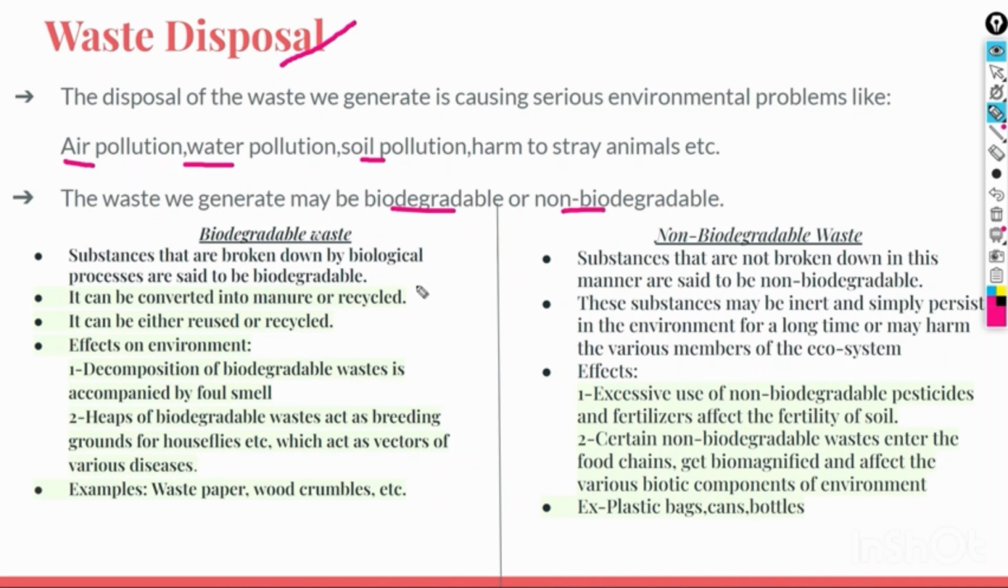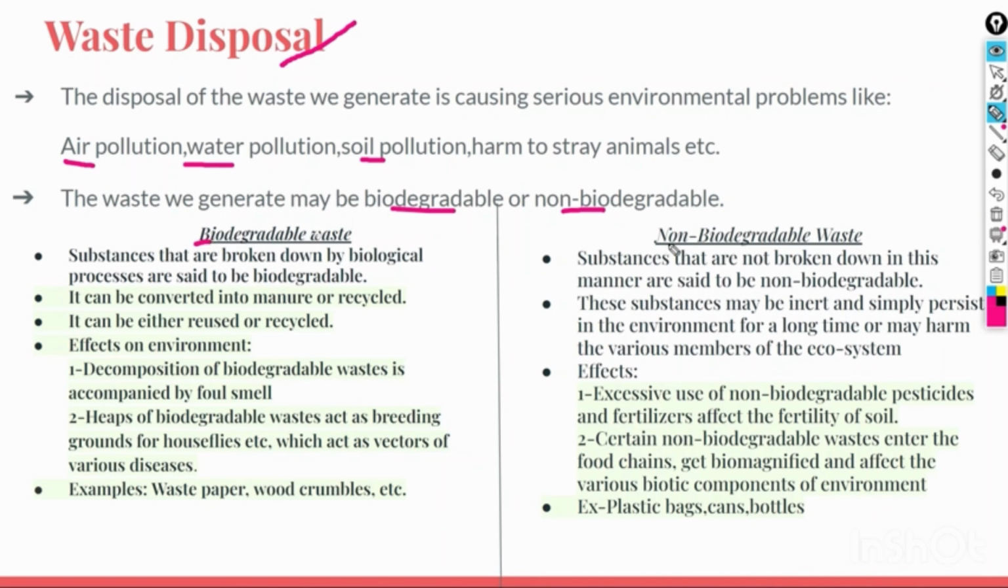So biodegradable waste. Again, break the name and you'll find the meaning. Bio means life, degradable means it can be degraded. So biodegradable waste is the one which can be degraded. How will it be degraded? The decomposers, we know, are responsible for degrading various things. So it can be degraded by the decomposers.